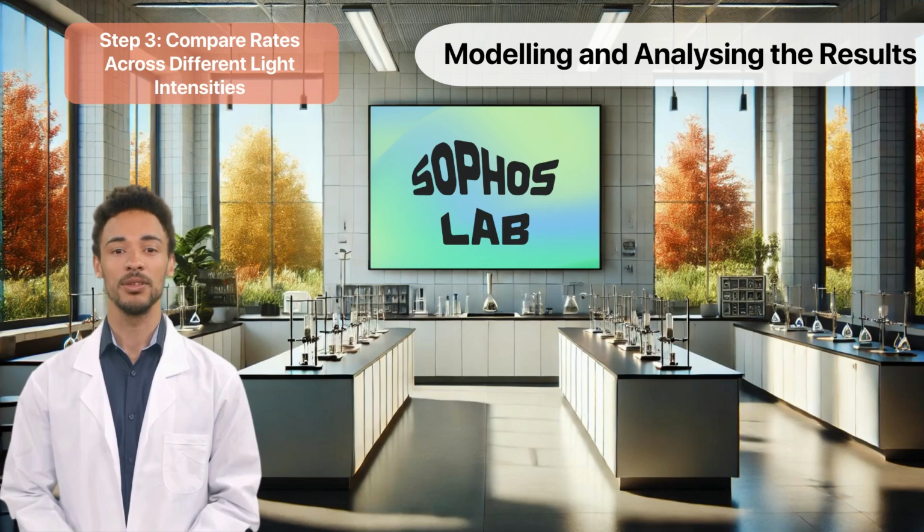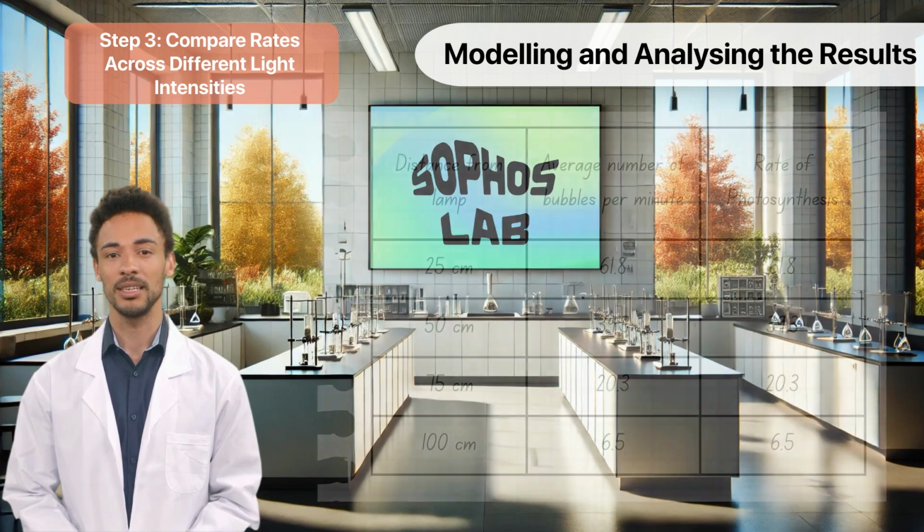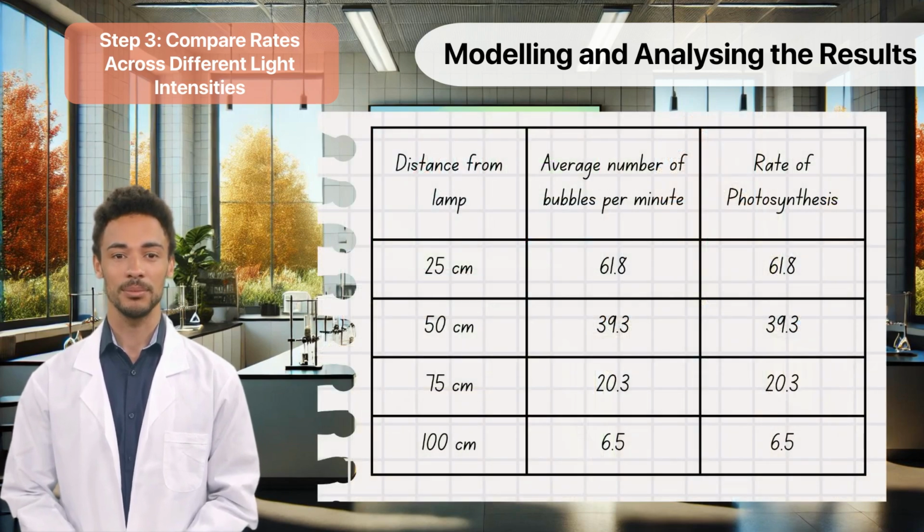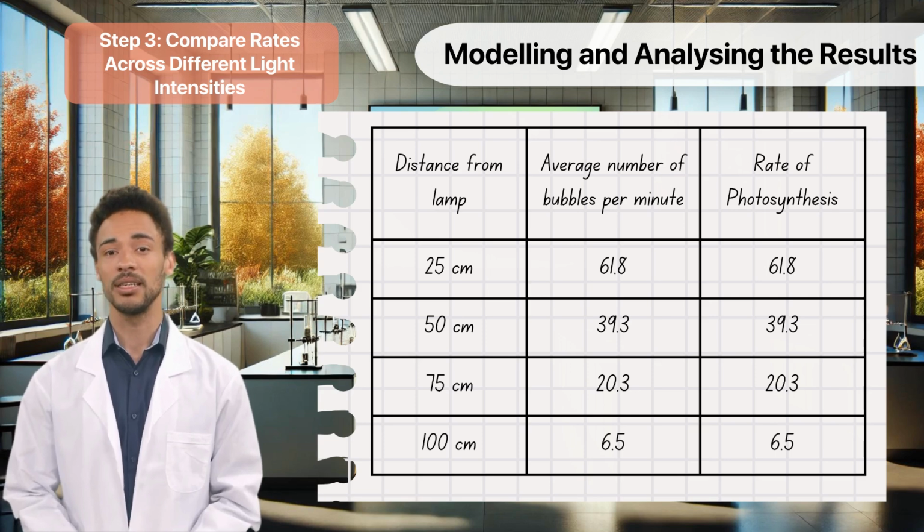Next, compare rates across different light intensities. To do this, create a table with columns for distance from lamp, average number of bubbles per minute, and calculated rate of photosynthesis.